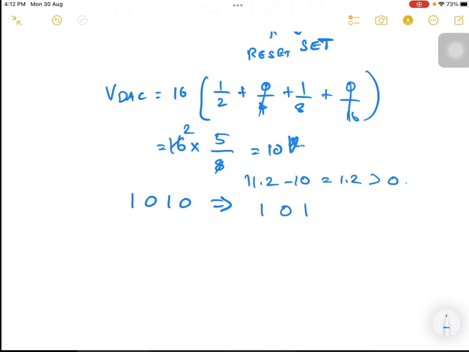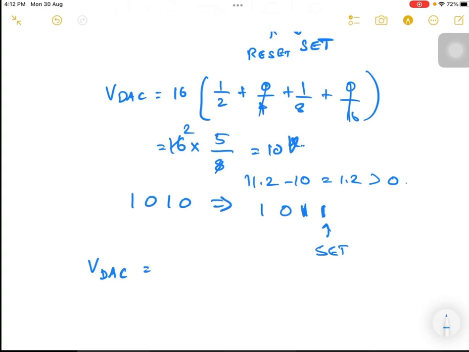1010, already we are at the third bit, so set the next bit. Okay. So now we get a value of 1011. This value we got now, and this value is set. Okay, the current bit, we are not touching the current bit. Now we'll compute the value of VDAC.